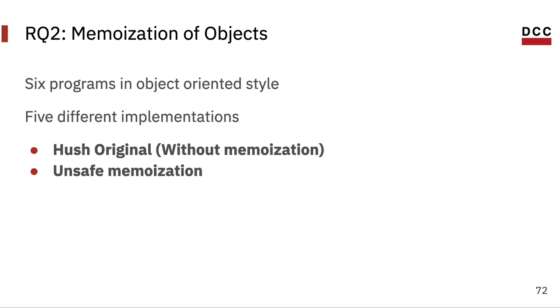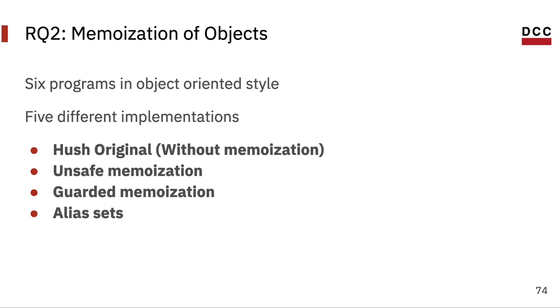Then we have an implementation of unsafe memoization, just like the Python example that I showed in the beginning of this presentation. Then we have also an implementation of memoization with a guard to trigger an exception if we try to modify a memoized object. So this implementation actually stops the program if we try to modify memoized data.